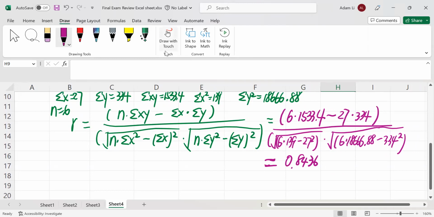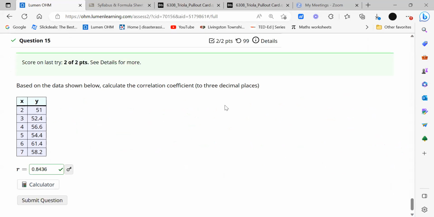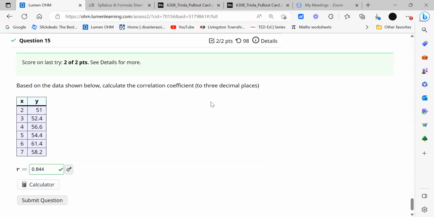But again, how many decimals do they want? 0.8436. Pretty good. They want 3 decimals, but we can put in 4 decimals. 0.844. Yeah, I will do it. If you want to put in 3 decimals, 0.844 should be good as well.